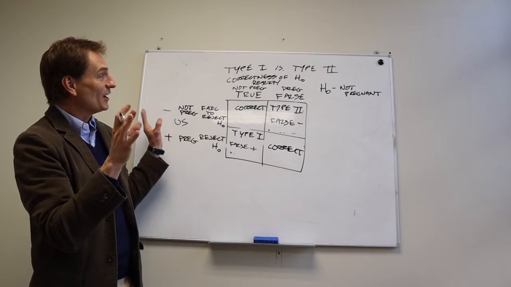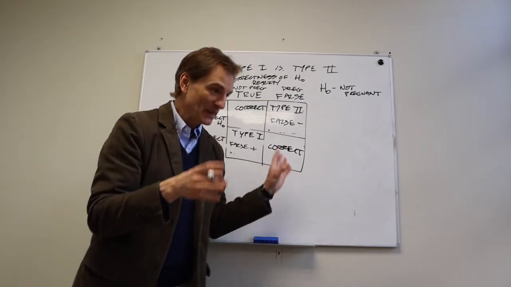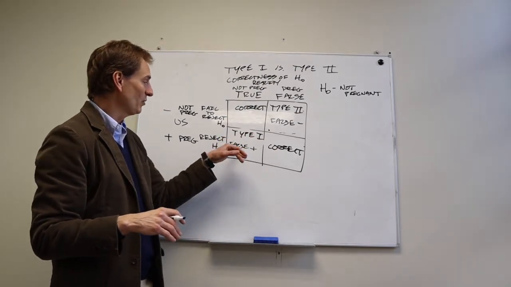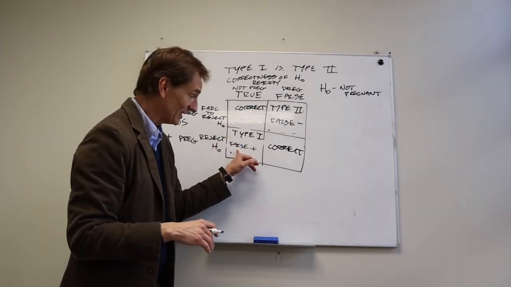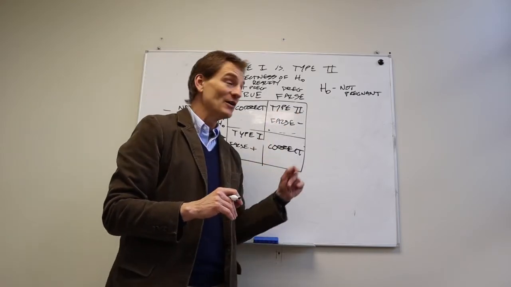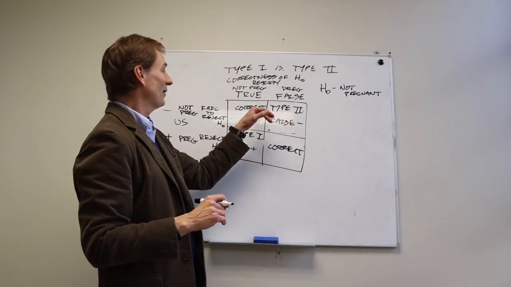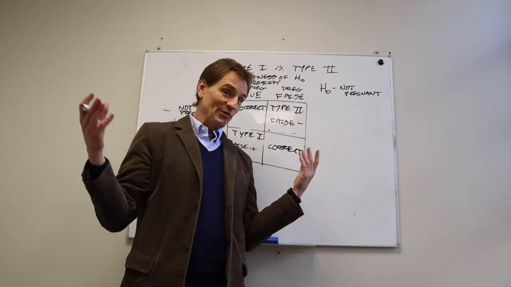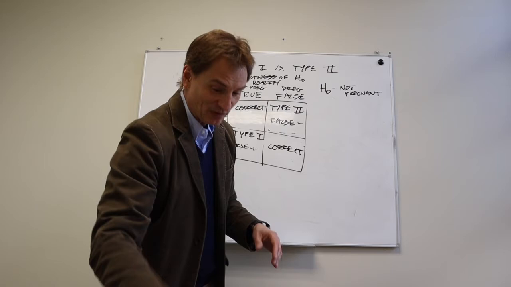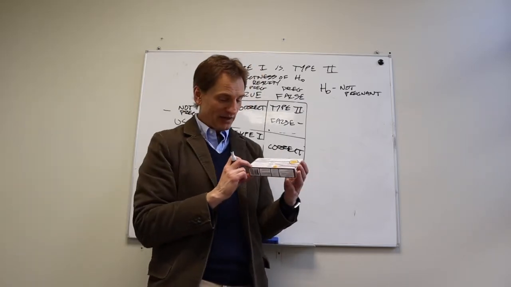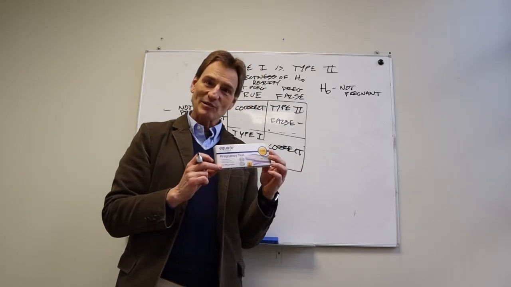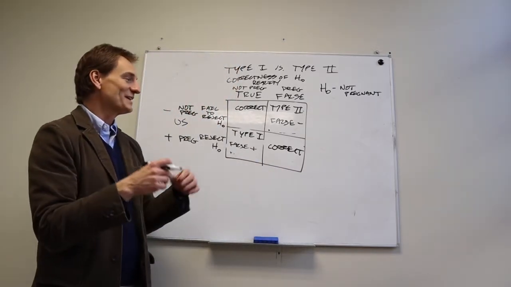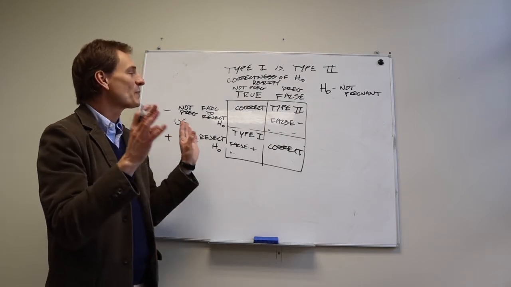So here's the question: what is it worse to make? A type 1 error where you tell people they're pregnant when they're really not pregnant, or a type 2 error where you tell people that they're not pregnant when they really are? Well, this has been settled through litigation because it says right here on the pregnancy test that it's 99% accurate. So that seems like, well, that gives a sense of security, doesn't it?